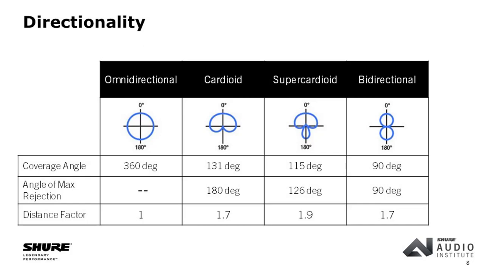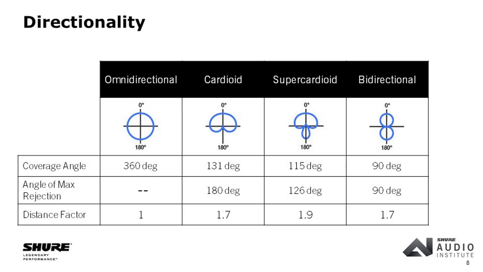Omnidirectional is sort of the most basic. It means it picks up in a 360-degree circle all around the microphone, which is great to pick up a group of people, except it tends to pick up a lot more room noise, reverberation, maybe even feedback from the sound system. So in most cases, you're going to want to be looking at a cardioid or supercardioid or even a bidirectional mic, all of which have progressively narrower pickup angles.